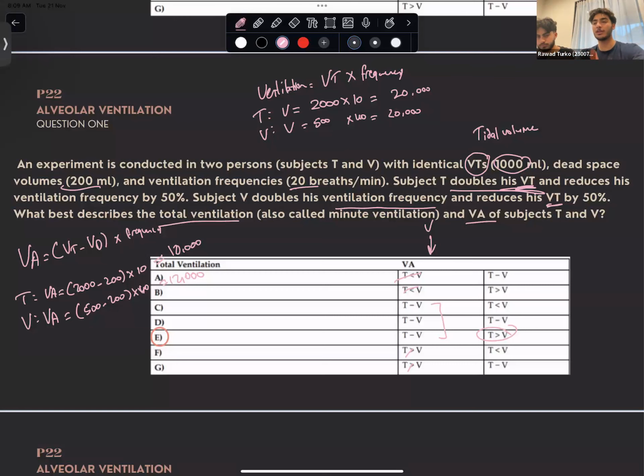Okay, if we were to have 1,000 and obviously a higher frequency for subject T, then you'd get the higher alveolar ventilation, just off of the frequency. So both of them affect your alveolar ventilation, but it depends on what values the questioner is giving you. I think you're right, because we also always look at dead space. Wherever our tidal volume is, it's going to decrease because we have to subtract the dead space volume.